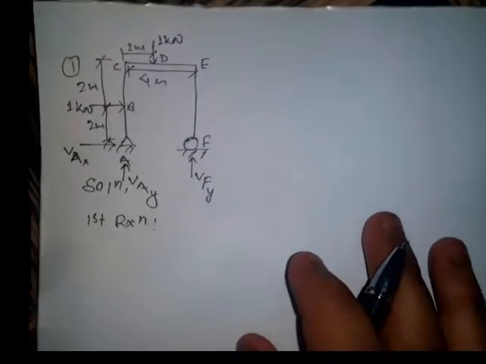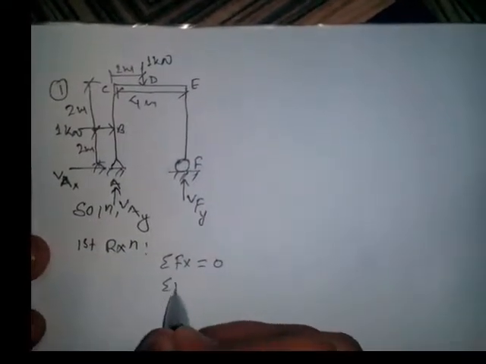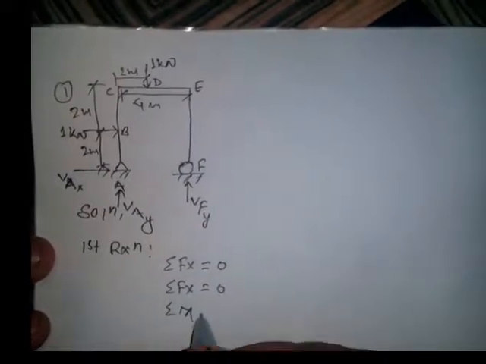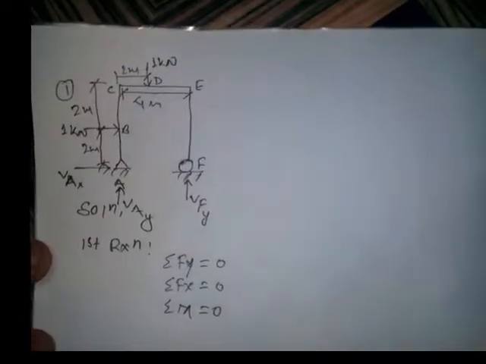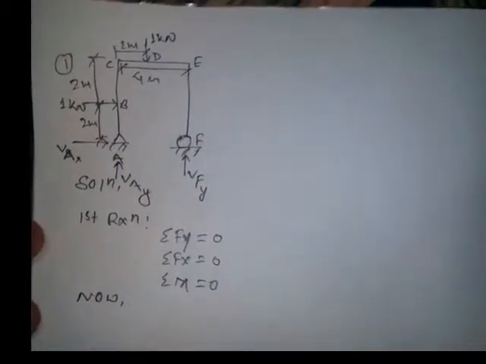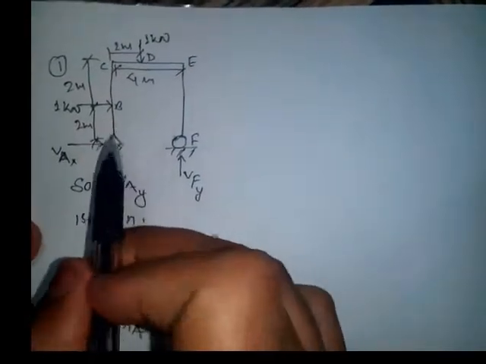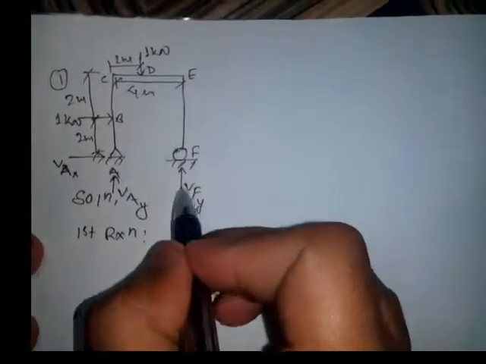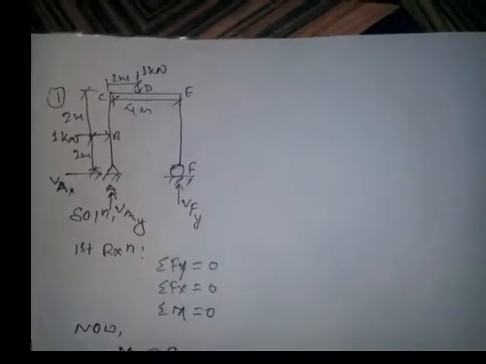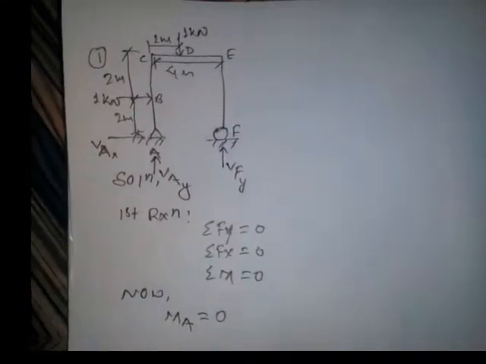So first of all, for calculating a reaction, you can use three methods of static equilibrium, that is summation Fx equals 0, summation Fy equals 0, and summation moment equals 0. Now by using these three equations you can calculate the reactions. Let's take moment about A. By using moment about A equals 0, you can calculate the reaction VFY, and the other reaction is not concerned.